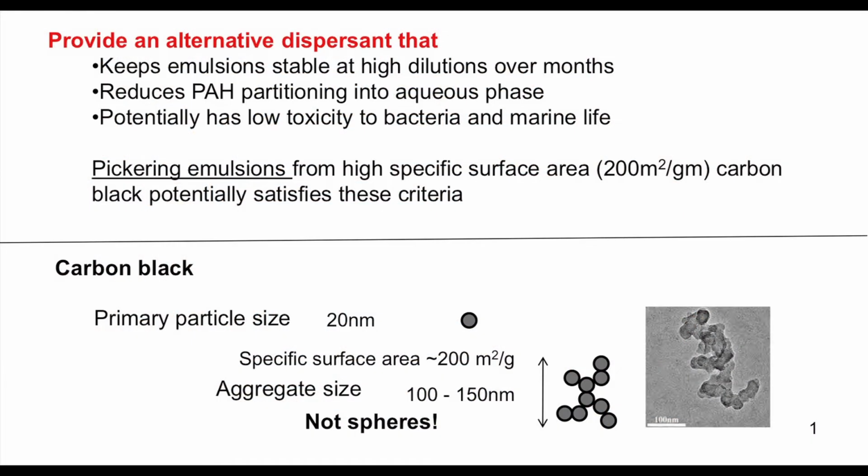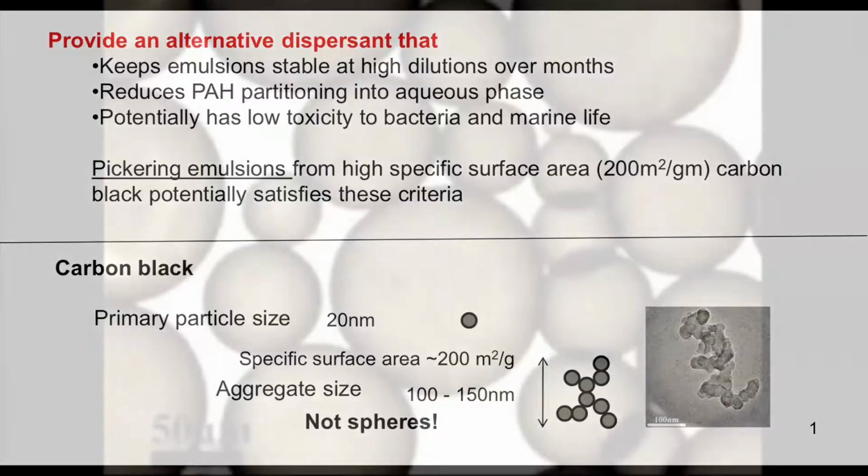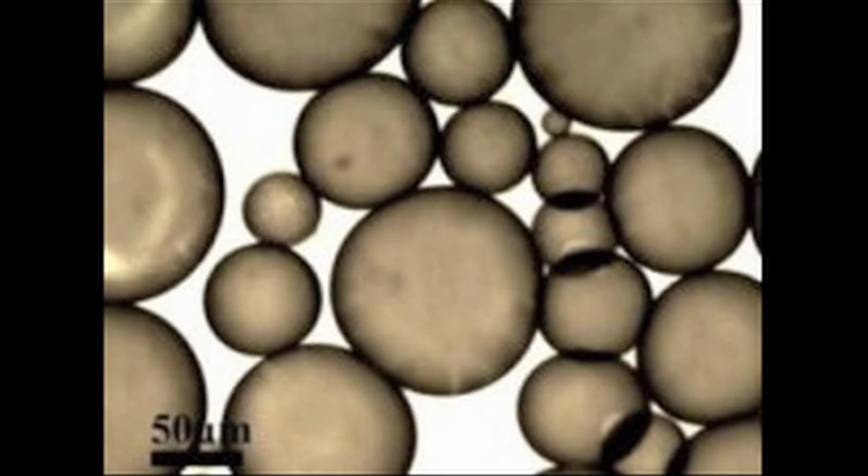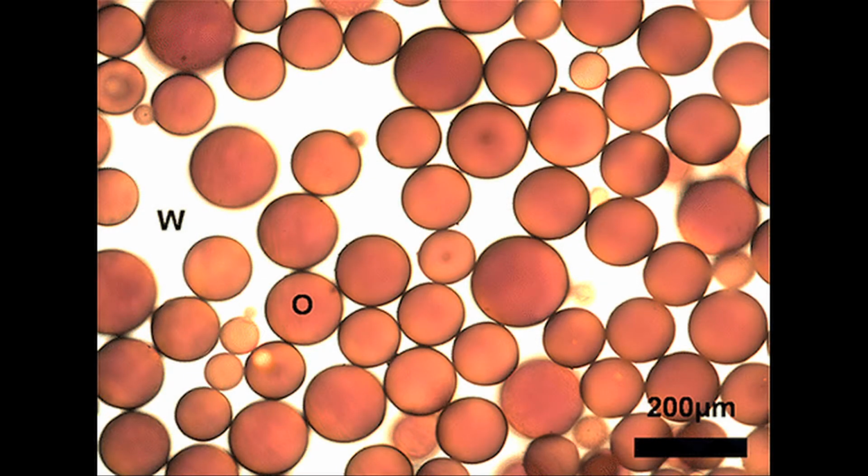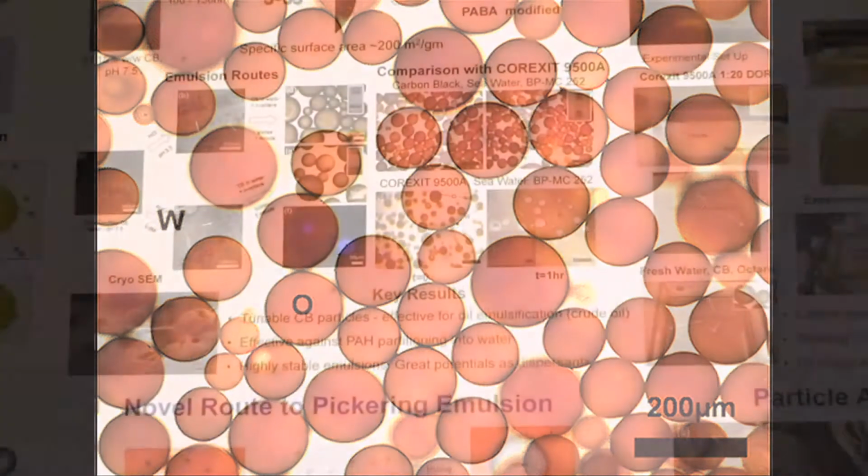So we're trying to use particles that can go to the oil-water interface and stabilize the drop. We use carbon black particles, and these particles, along with the salt from the seawater, can form these stable drops of oil in water. What we show here is crude oil in water emulsions. These are drops of crude oil stabilized by carbon black, and they are stable for months.